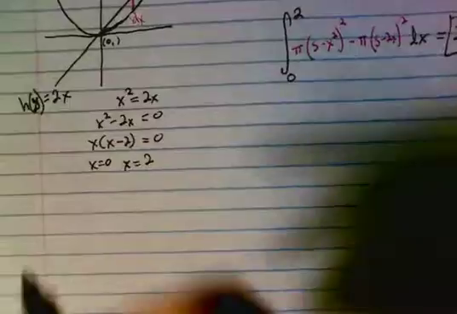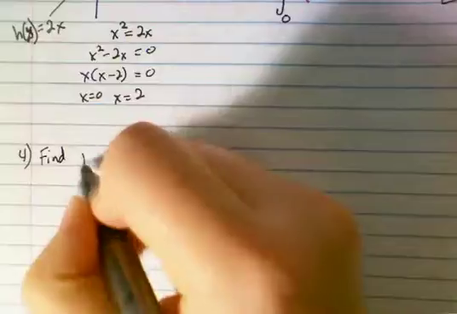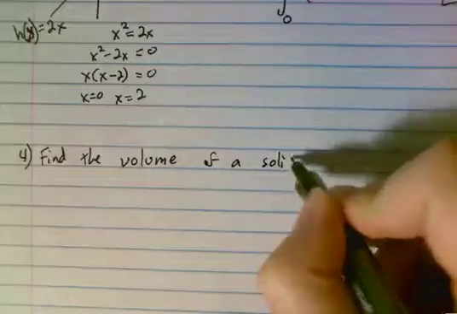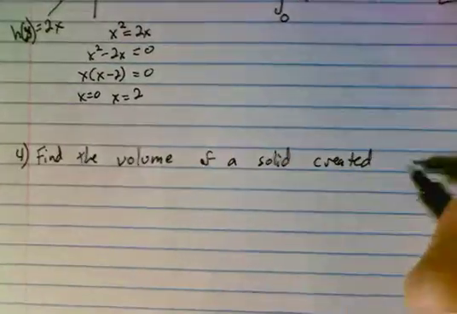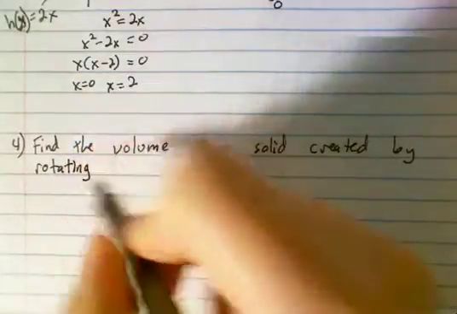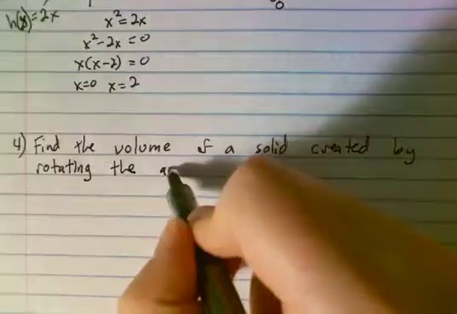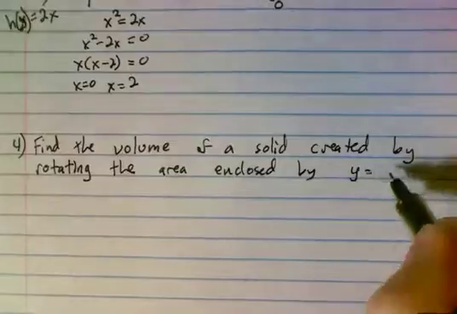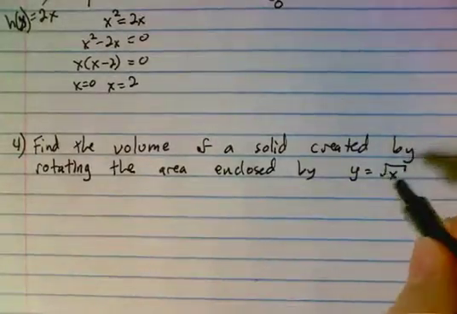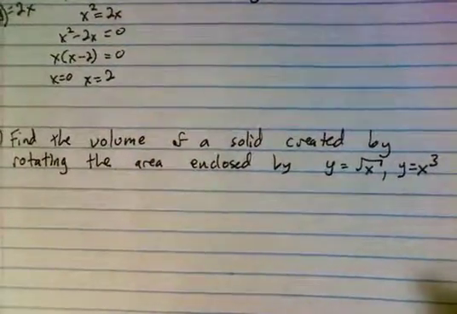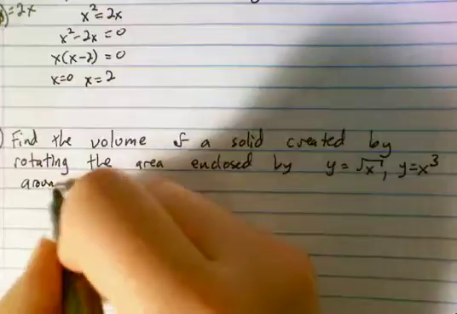So for our fourth problem, we're going to find the volume of a solid created by rotating the area enclosed by y equals the square root of x, y equals x cubed. We're going to rotate that around the y-axis.